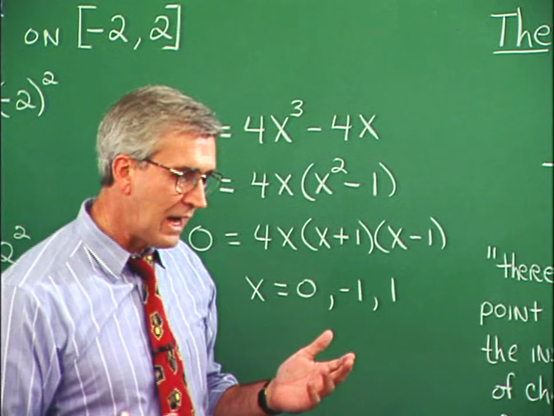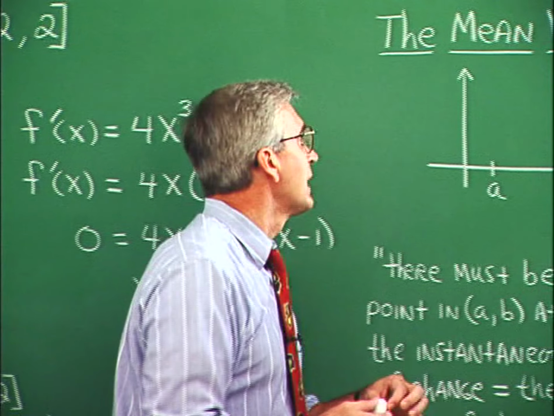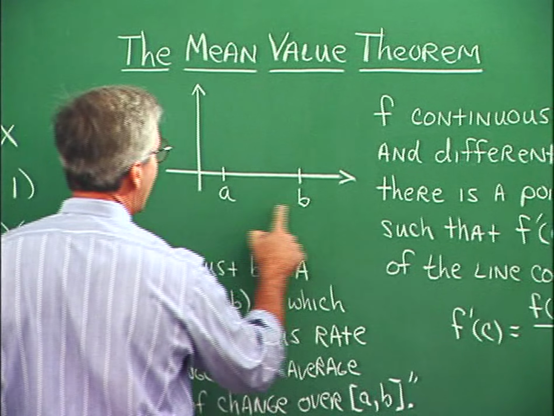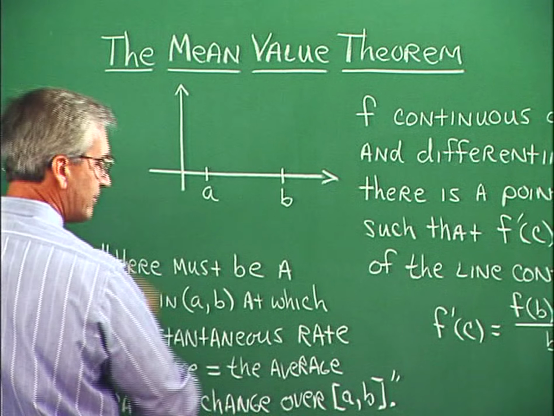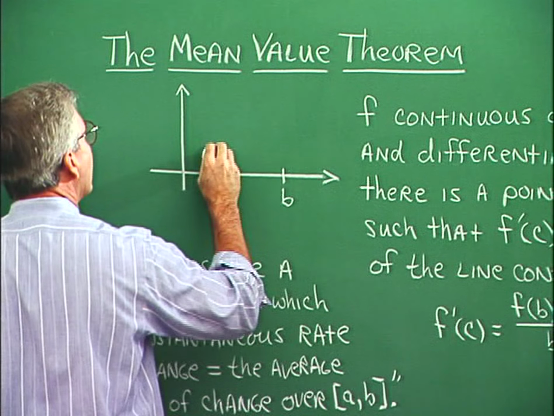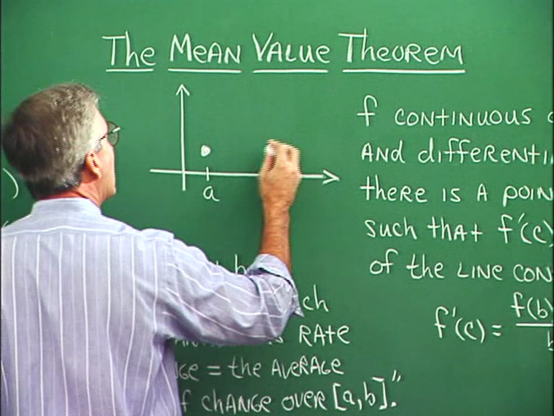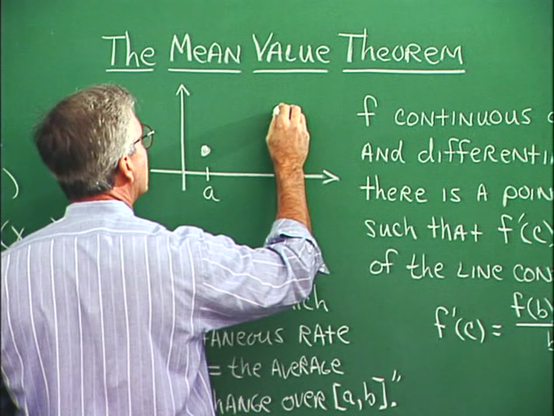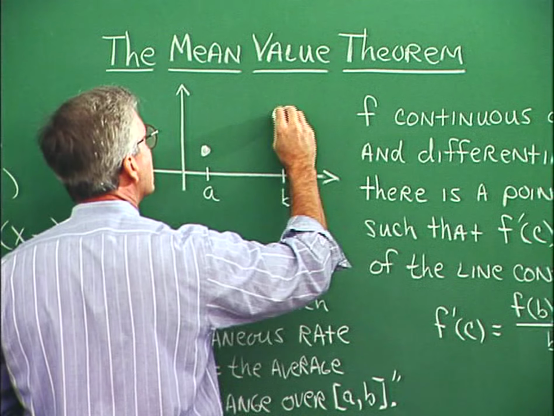This next idea is rather intriguing. It's called the mean value theorem, and it works like this. Again, we have an interval a to b. And I'm going to put in a couple of points, and I'm going to make it so that f of a is not equal to f of b. I'm going to make it something like this.